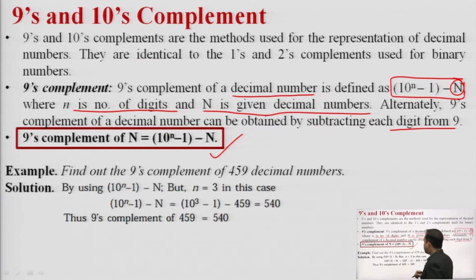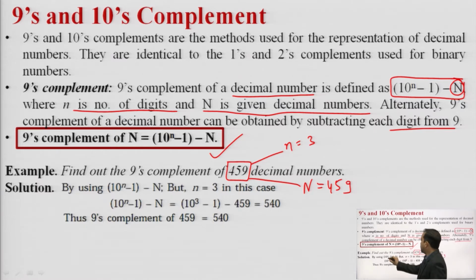If we use this for this particular number 459, which is given in decimal form, it contains, let's say, small n equals 3 and capital N will be 459, the actual number. If we put it over here, that will be 10 to the power 3 minus 1 minus 459, which comes out to be 540. So 540 is the 9's complement.